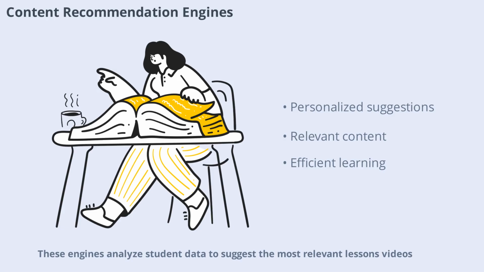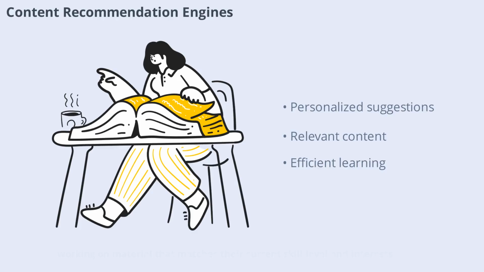Modern adaptive learning platforms often include content recommendation engines, similar to those used by streaming services. These engines analyze student data to suggest the most relevant lessons, videos, or exercises. By delivering personalized content, these systems keep students engaged and ensure that they're always working on material that matches their current skill level and interests. This targeted approach maximizes learning efficiency and helps prevent boredom or frustration.